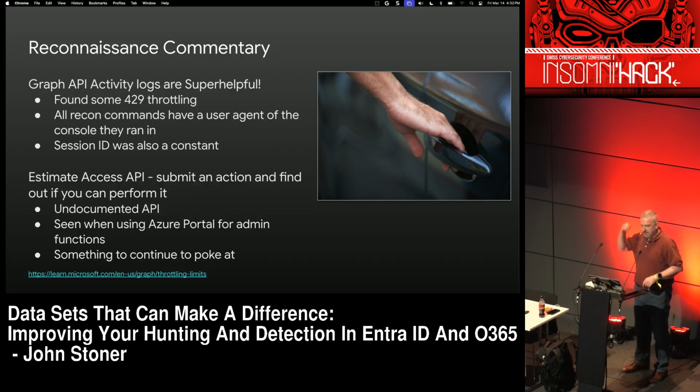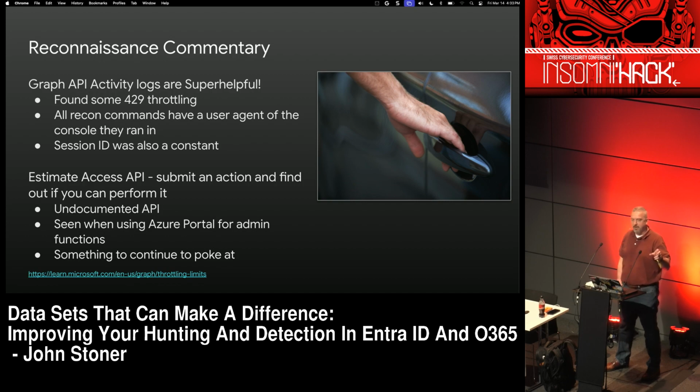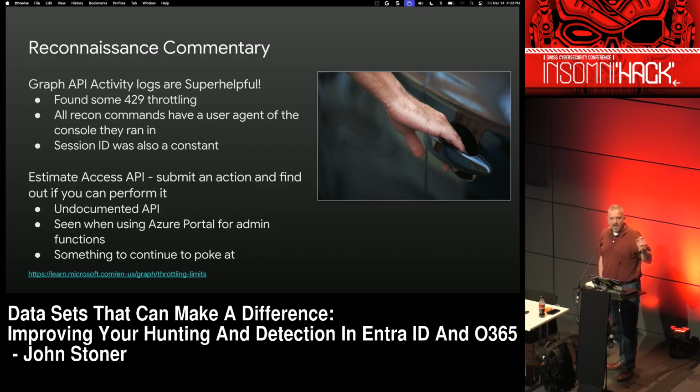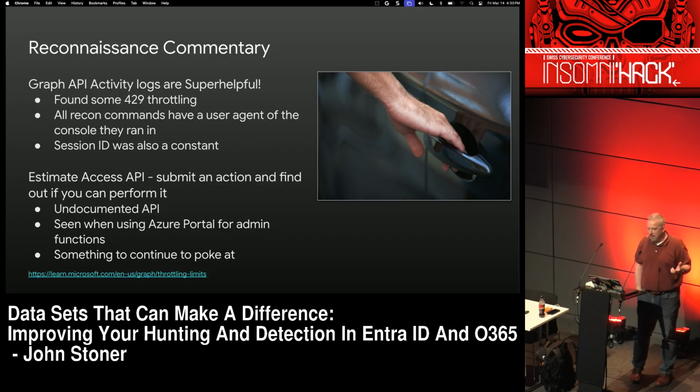There's also a funky little API called estimate access. The idea behind estimate access is it submits an action and then goes out and says, can you do this thing based upon the permissions and rights you have? What's odd about it is it's an undocumented API. I've gone back periodically to see if there's anything more. It's still sitting in the beta section, but there really isn't a lot written about it.